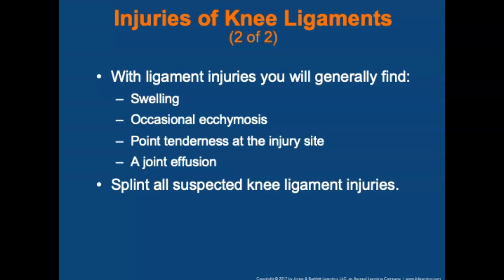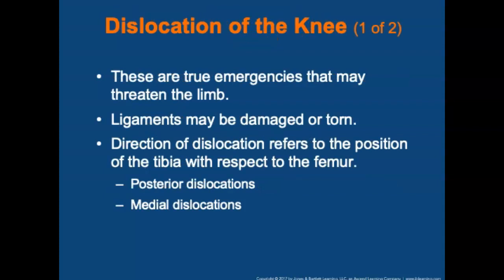You should splint all suspected knee ligament injuries. The splint should extend from the hip joint to the foot and stabilize the bone above the injured joint and the bone below it. The variety of splints that can be used include a padded, rigid long leg splint, or two padded board splints. And then you have the dislocation of the knee.